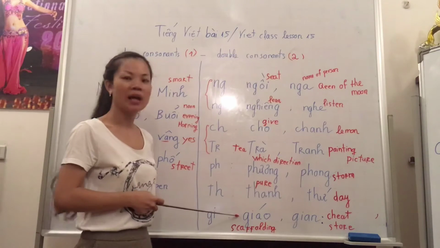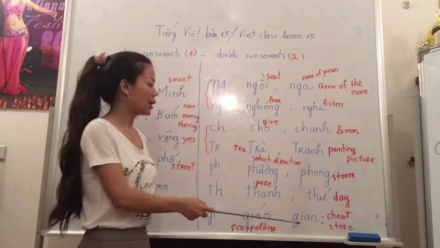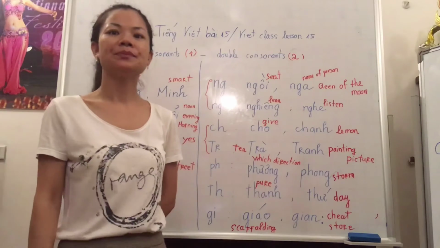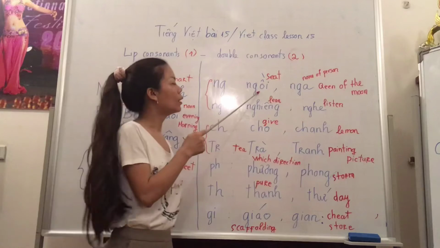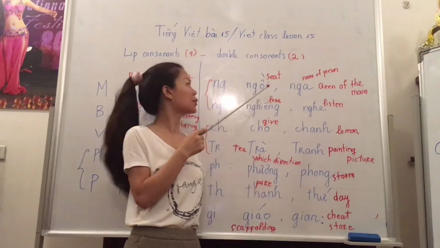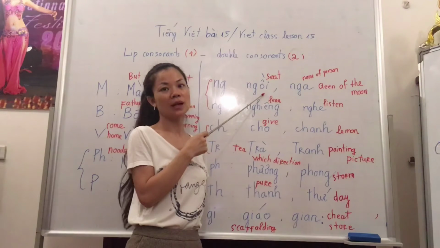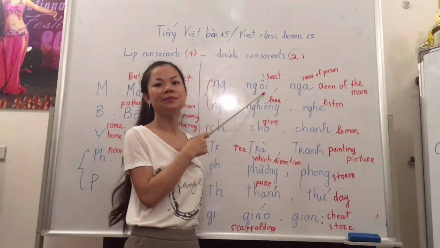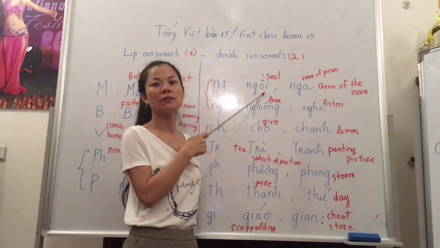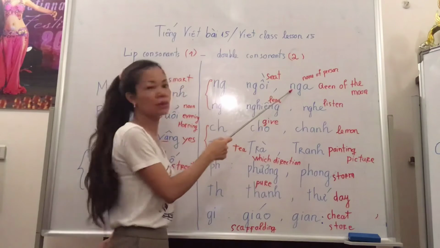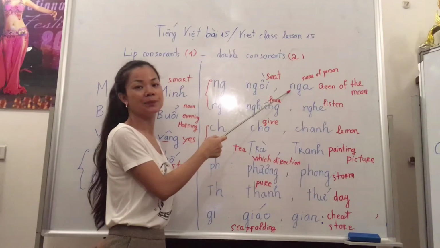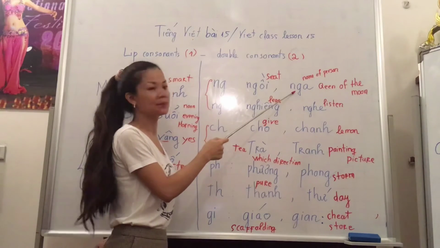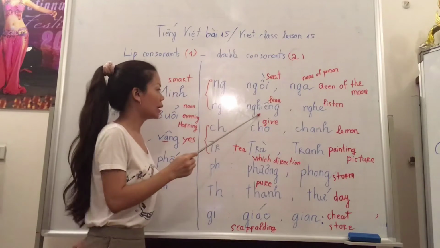Last one, we have Giáo. And Giang. Shall we speak together? Or maybe you can challenge yourself, you can say it, right? Good. We have ngồi. Good. Ngờ. Nga. Ghế. Nga. Nhà. And next.